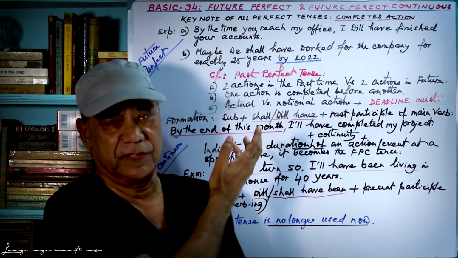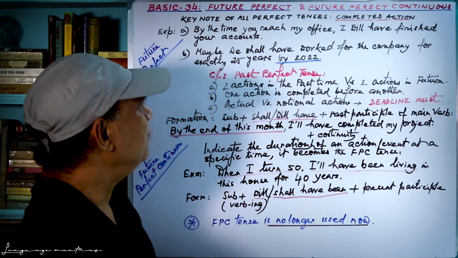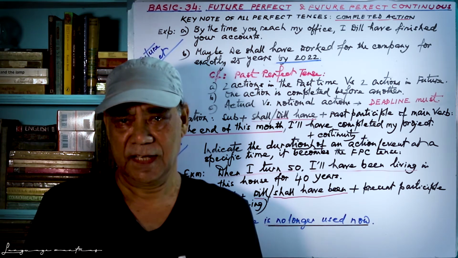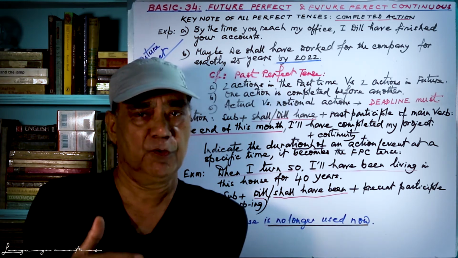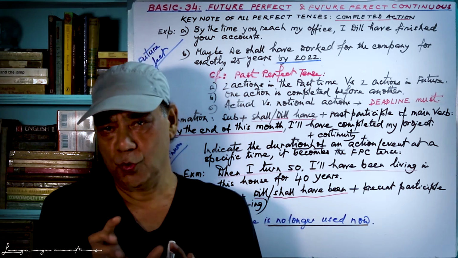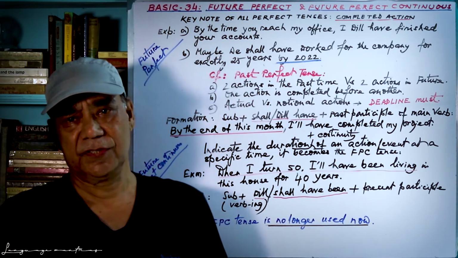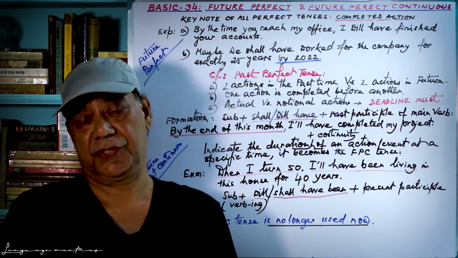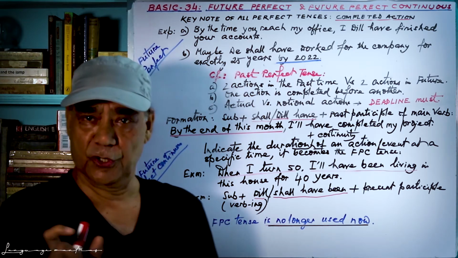So this is what is here. By the time you reach my office, I'll have completed, or I'll have finished your accounts. Very simple. I want to have your accounts completed in future time before you come. This is the concept. Two ideas are there. One is by the time you reach my office. And second major idea is I will have finished your accounts, or I will have completed your accounts.